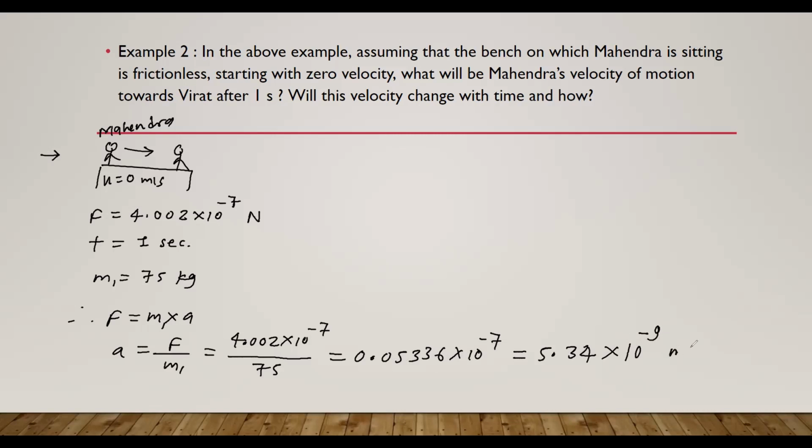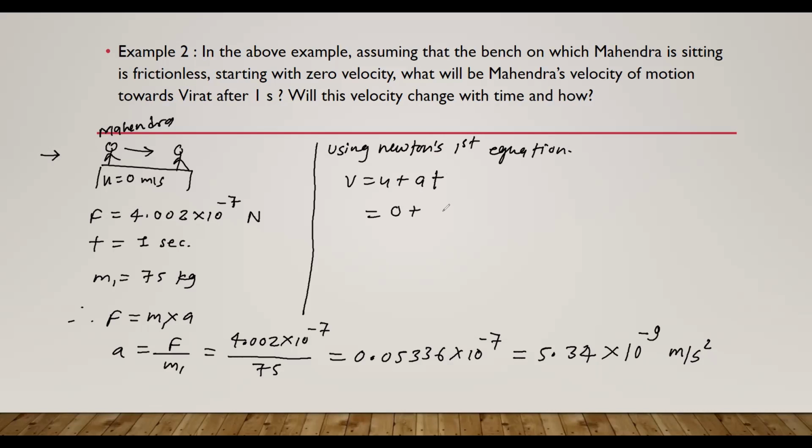So that is what the acceleration. Now what we need to know is the final velocity. Now you have the initial velocity, you have the acceleration, you have the time. You can find out the final velocity with the help of Newton's first equation, not law, first equation. So what is Newton's first equation? V is equal to U plus A T. So U is 0 plus A is 5.34 into 10 raised to minus 9 into T, that is 1. So simply you will get 5.34 into 10 raised to minus 9 meter per second, which is very small.